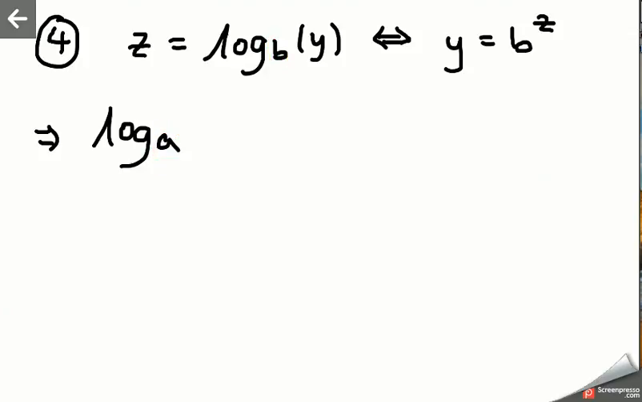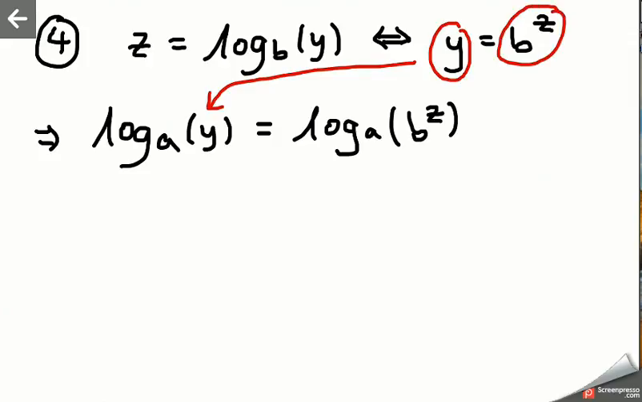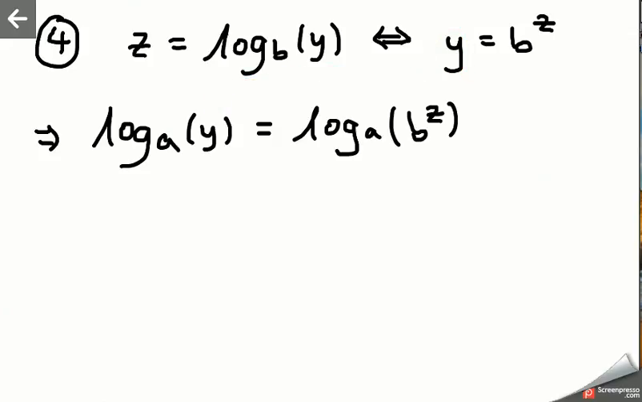So log to the base a of y is equal to log to the base a of b to the power of z. If you're confused there, don't worry. I didn't do anything special. All I did was take this y, put it into the log to the base a function, and take this b to the power of z and put it into the log to the base a function. And since these are the same function, if I'm putting the same thing into them, the same thing better come out. Otherwise, something's wrong with reality. So, given that nothing is wrong with reality, these two things better be the same.